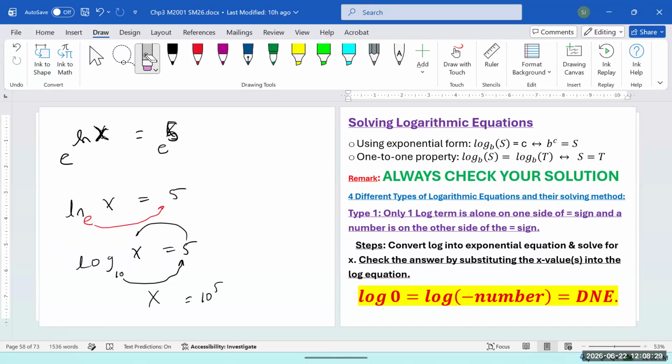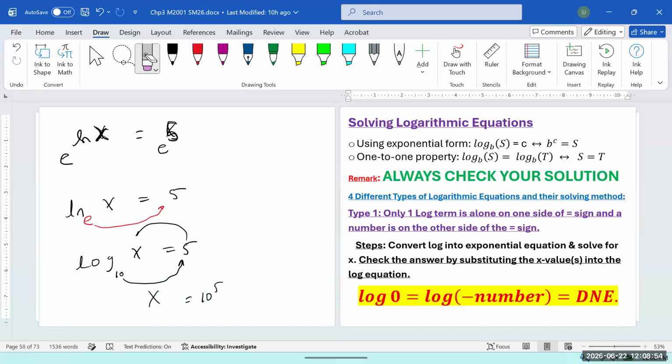So we use the first one when we have a log on one side and just a number on the other side. We don't know how to solve log, so we convert log into exponential and we solve. And we use the second property when you have a single log on both sides of the equal sign, we cancel the logs and we have the arguments. These are the main two properties we need in order to solve logarithmic equations.